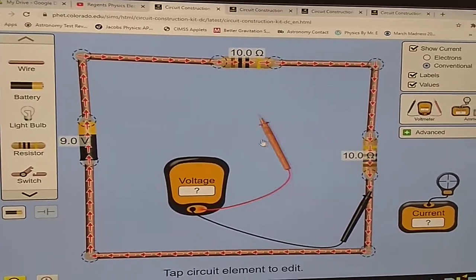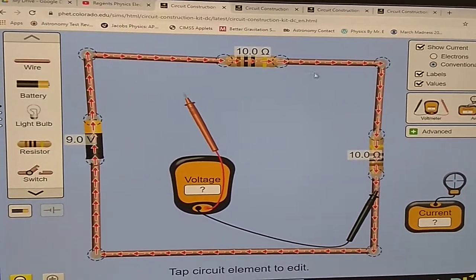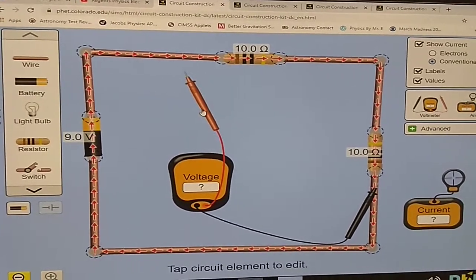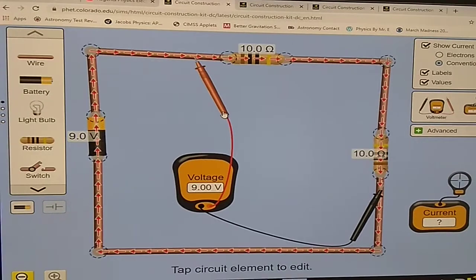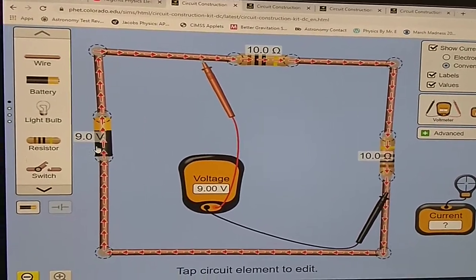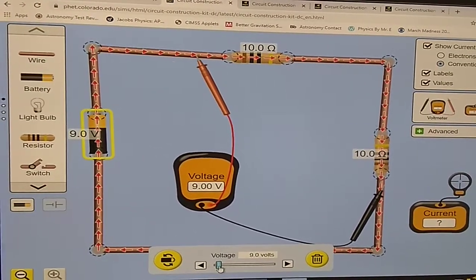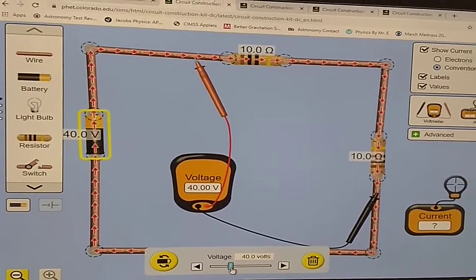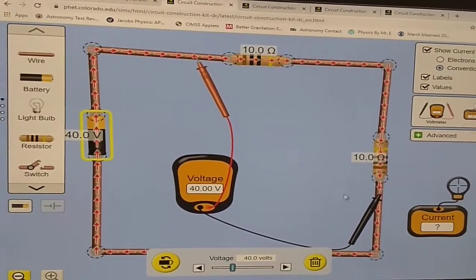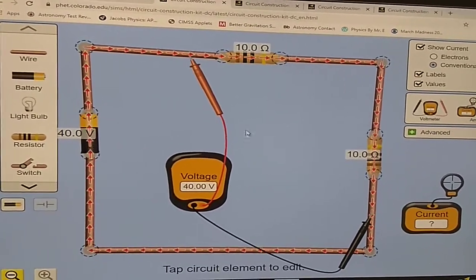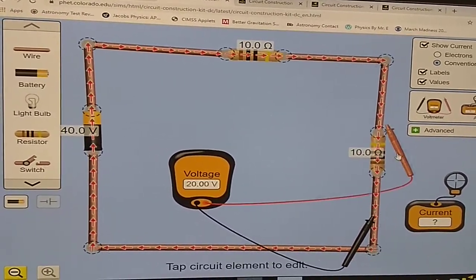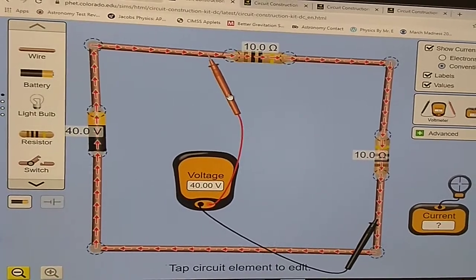Matter of fact, take a look at this. If we take a look at the voltage drop including both resistors, so we put this before the first resistor and the black one after the resistor, we get 9 volts for the total voltage drop. This will stay the same if we change this voltage. Let's bring this up to 40. We still see that the total voltage drop is 40. The voltage drop for the first one is 20. The voltage drop for the second one is 20. And the total voltage drop is 40 volts.